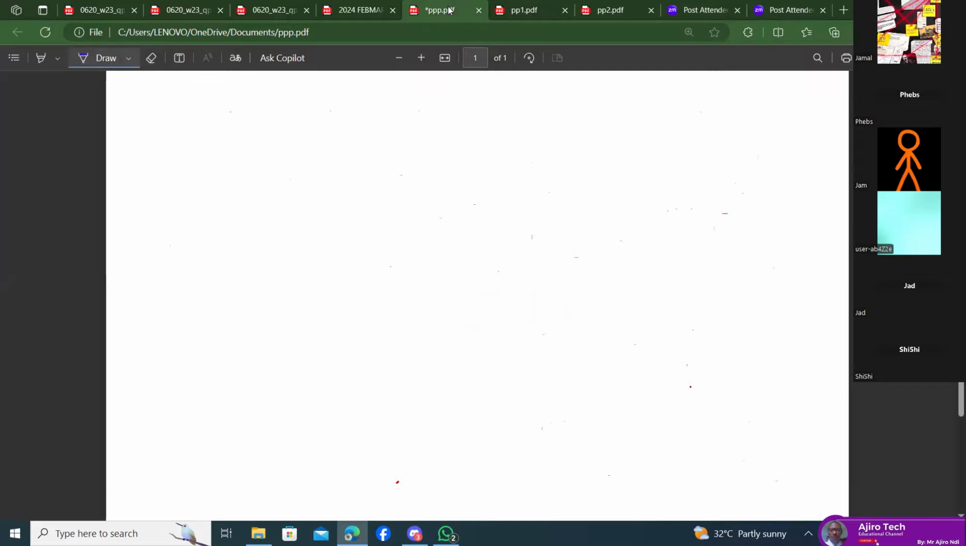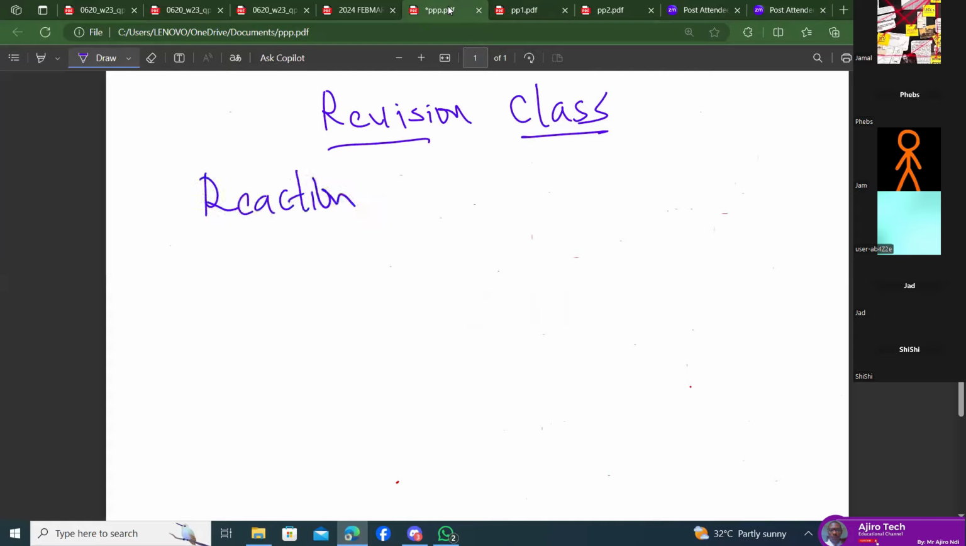What I want to share. So we call it chemistry revision class, a revision class in chemistry. All right, so the first thing I want to share with you guys is reaction conditions. We have several reactions that you need to know and their conditions before you go into the examination. Let's begin with some of the popular ones that we have.